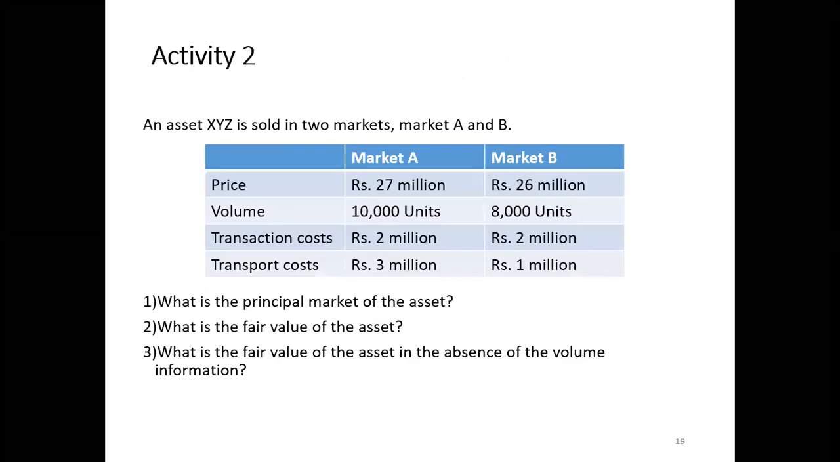So point 2, right? Okay. So let's look at that. An asset XYZ is sold in two markets. For a particular asset, there are two markets called market A and market B, and the price is given. If you sell that particular asset in market A, you can sell it for 27 million. If you sell it in market B, you can sell the same asset for 26 million. The volume of the transaction in each of the markets is provided, 10,000 and 8,000.